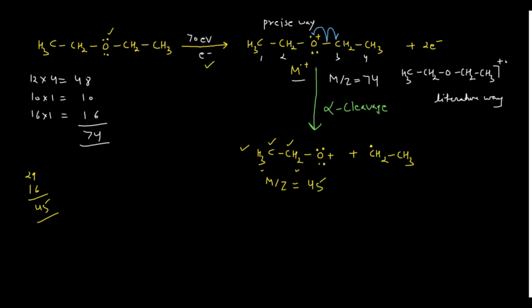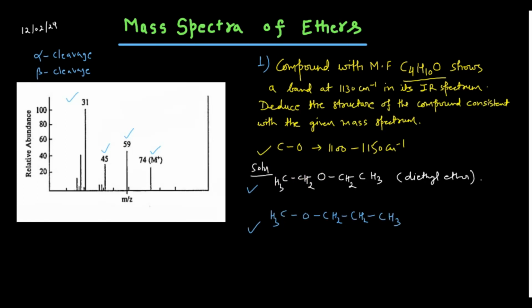That means you will have the peak at the m by z value of 45 in the mass spectrum of the diethyl ether. Let's go back and check whether it is present or not.